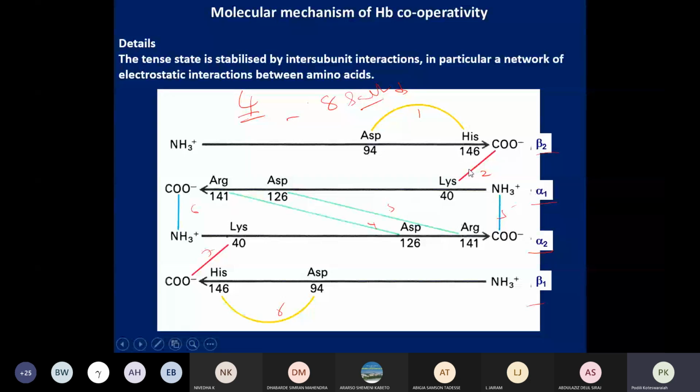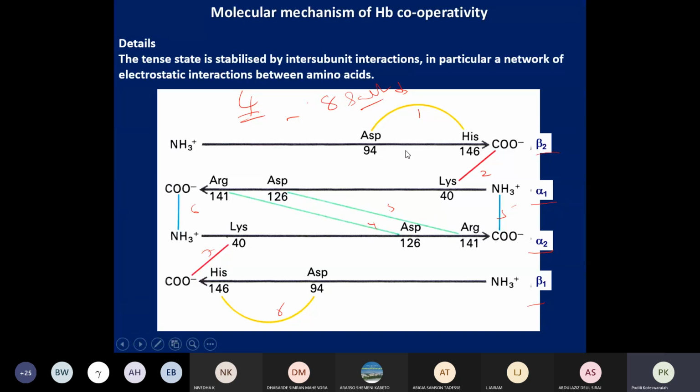These 8 salt bridges highly sequester the 4 chains, and they have no freedom for rotation. That's why it is also known as the tensed state or the taut state. All these 8 salt bridges are present between acidic and basic amino acids, or between the carboxylic and amino groups. So here between aspartic acid and histidine, and here the side chain amino group and the side chain carboxylic group, and so on.